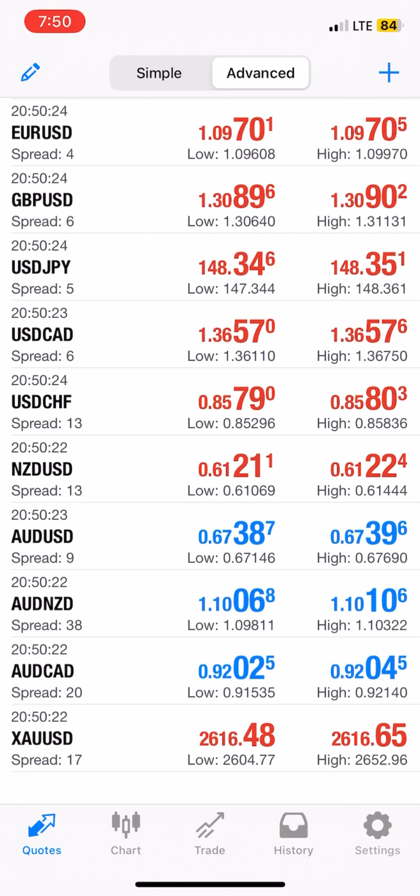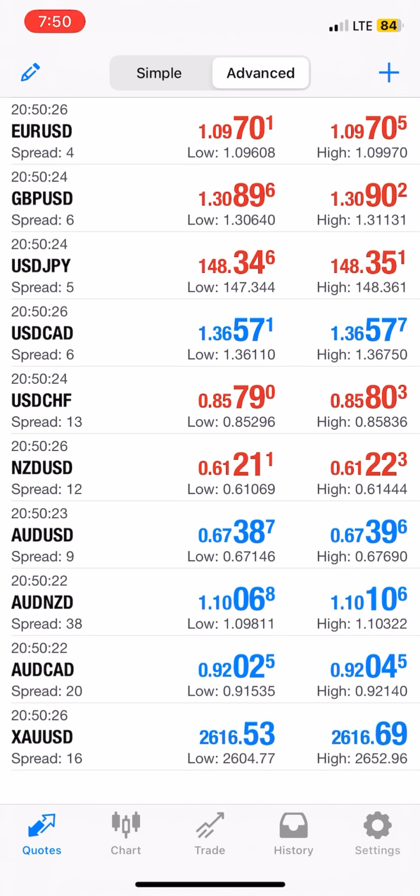I would also like to make mention of XAUUSD. XAU is basically the representation of gold on the periodic table, and it's traded against the United States dollar.